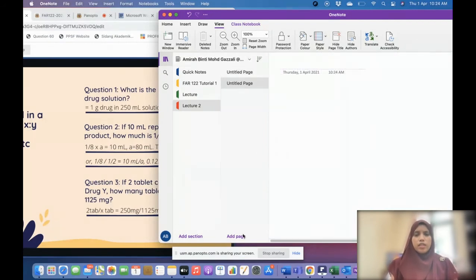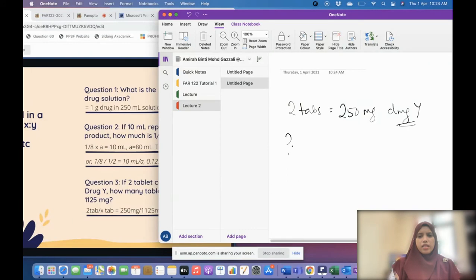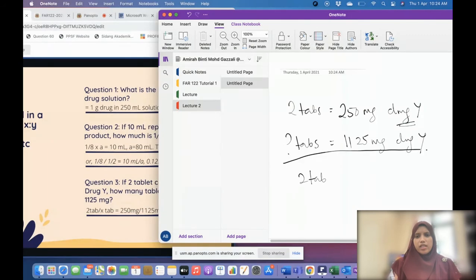Okay, so for the question number 3, if 2 tablets contain 250 mg of drug Y, okay, how many tablets would contain 1125 mg of drug Y? So 2 tab. So how should we answer this? 2 tablets over x tablets equals to 250 mg over 1125 mg. So x will equal to 9.